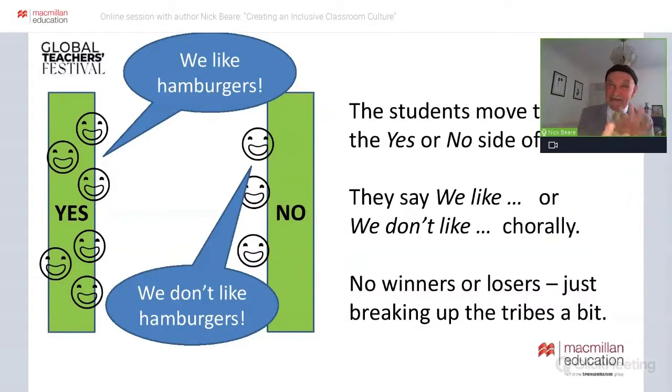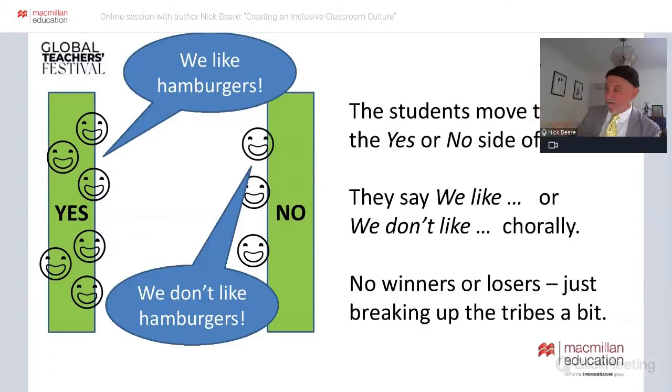And it's extraordinary how it works, actually. Simply saying we like hamburgers in the classroom doesn't make you into any group. Moving them across pushes them into some kind of group a little bit. And then when they've all got together to say it chorally, we like hamburgers, and you're encouraging them to say more and more, that's great, because they're suddenly working together as a group and having a bit of a laugh as well. It's fun.